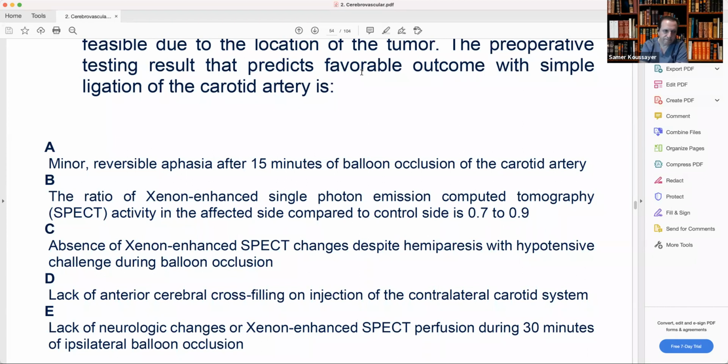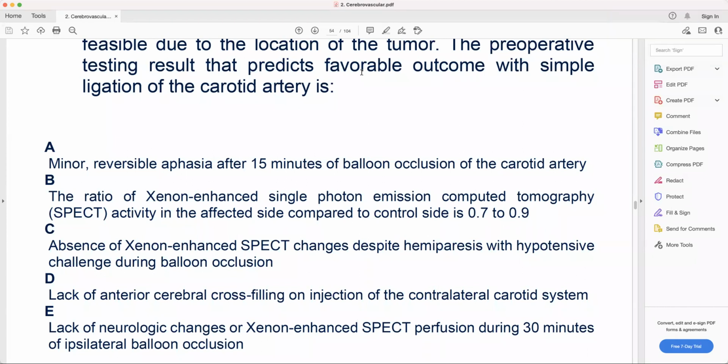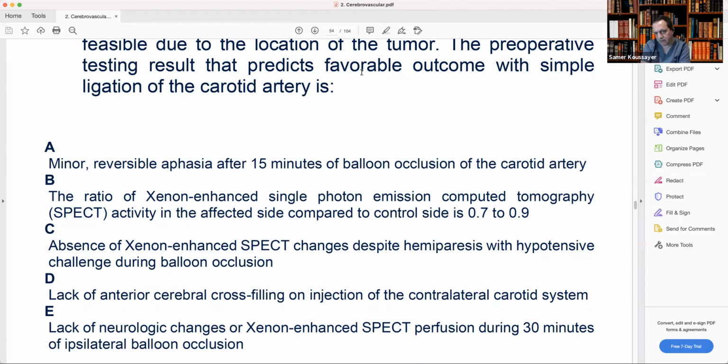So B, the ratio of xenon enhanced single photon emission computed tomography activity in the affected side compared to the control side is 0.7 to 0.9. So what does it mean? When you see 0.7 or less than 0.9, that means the flow in that side is affected with the balloon, right? So this is a bad sign. He's looking for a favorable sign, the good sign.